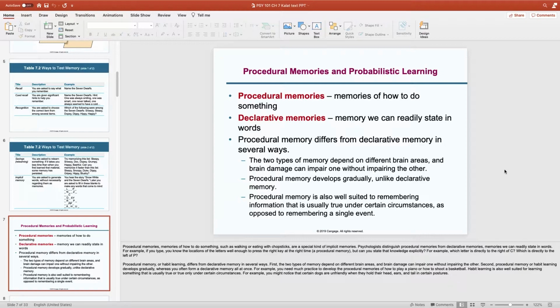Then, procedural memory is well suited to remembering information that we could see as true under certain circumstances, as opposed to remembering a single event. Let me give you an example. If you see a dog with its head, ears, and tail in a certain position, maybe the tail is wagging very quickly, the ears are sticking straight up, and the head is very straight, you remember that that probably means the dog is unfriendly. Something's going on with the dog that is sensing a bad situation, and therefore you remember these details of the dog with its ears up and its tail in a certain position as an unfriendly sign.